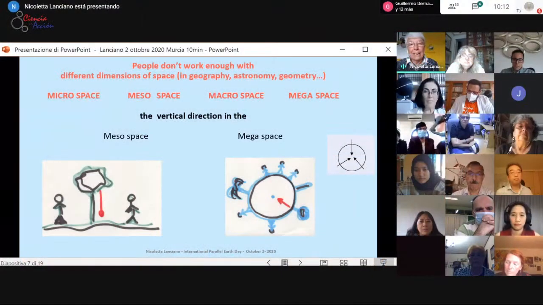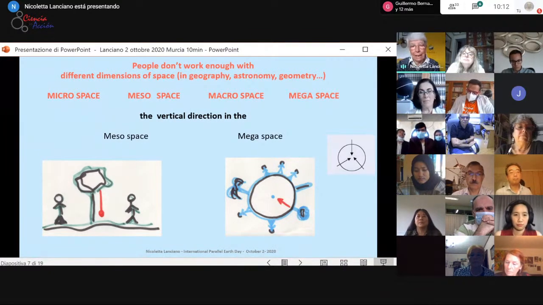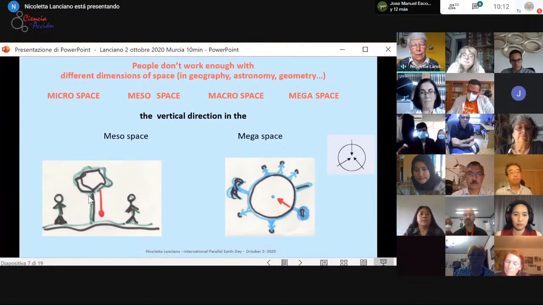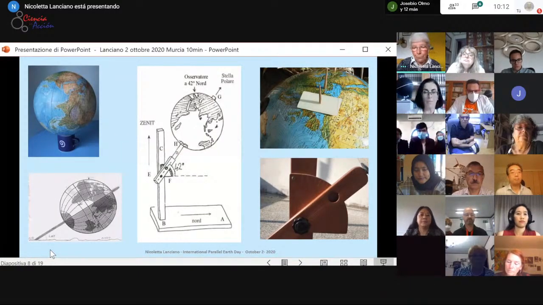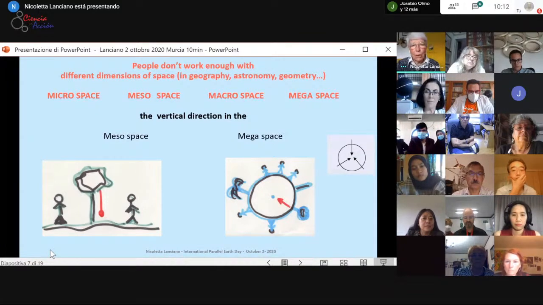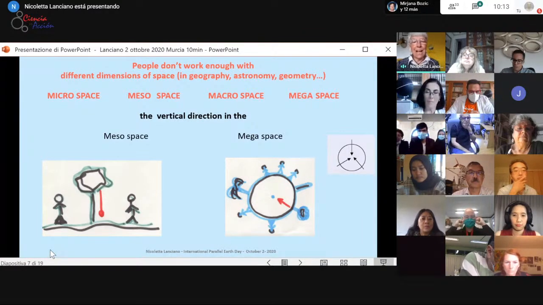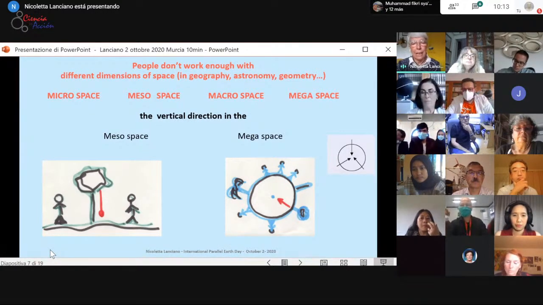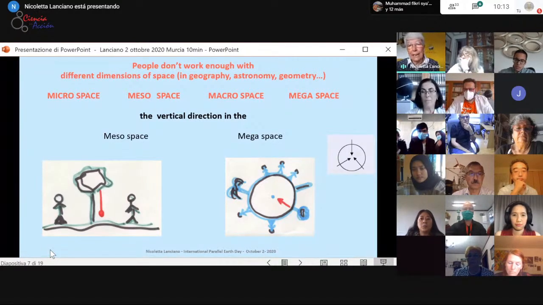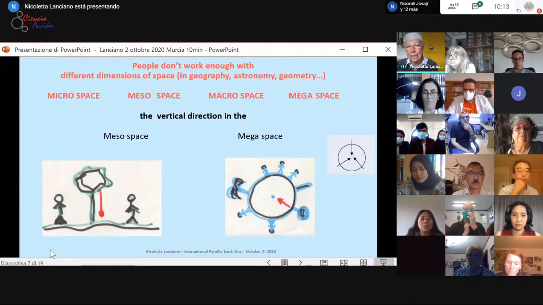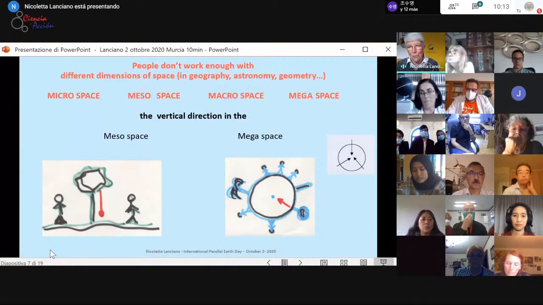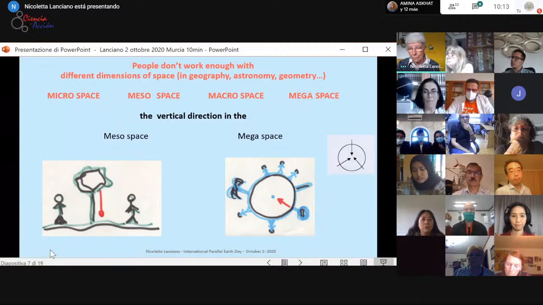For example, the vertical direction in the mesospace, like you can see here, with the people on the ground, the vertical direction is perpendicular to the ground. But if we think in a megaspace, a planet, the vertical direction is radial to the center of the spherical planet. This mental gymnastic is necessary to well understand astronomy.